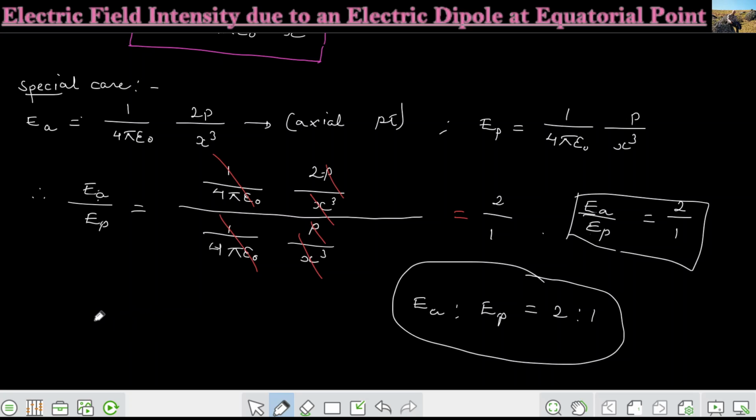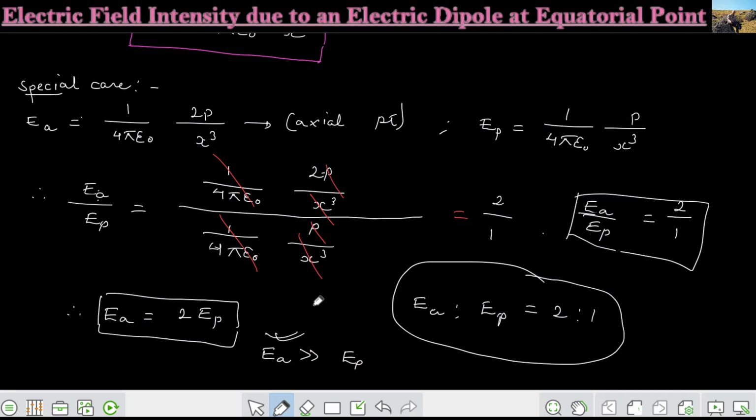Another important case is that if you cross multiply, EA is 2 times EP, which means the electric field intensity at the axial point is very large compared to the electric field at the equatorial point. These are very important from the examination point of view, and they will be asked either as a multiple choice question or it might be numerical.